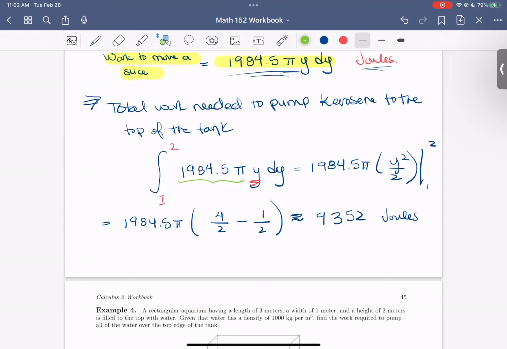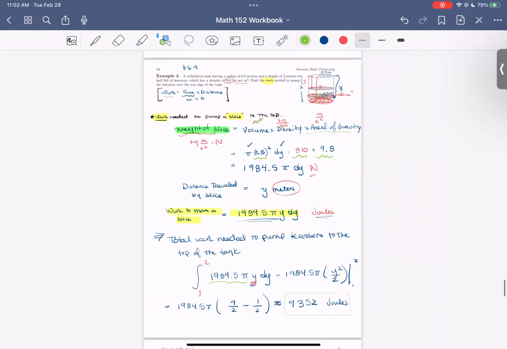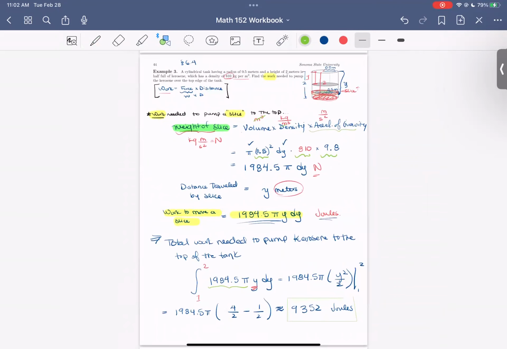All right, so there is our solution for the total amount of work needed to move this kerosene, in a tank that's half full, to the top of the tank.